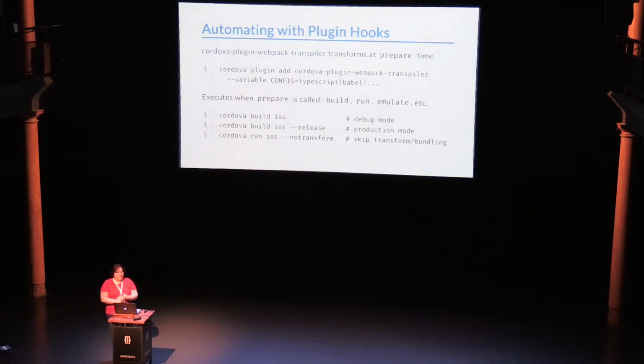So it installs the prereqs, it builds some config files, listens for anything that then triggers a prepare step. So cordova build, cordova run, cordova emulate, and it just goes and does its thing. It also watches for --release, and it uses Webpack in production mode, and if you want --no-transform because you know that nothing has changed, you can do that as well.